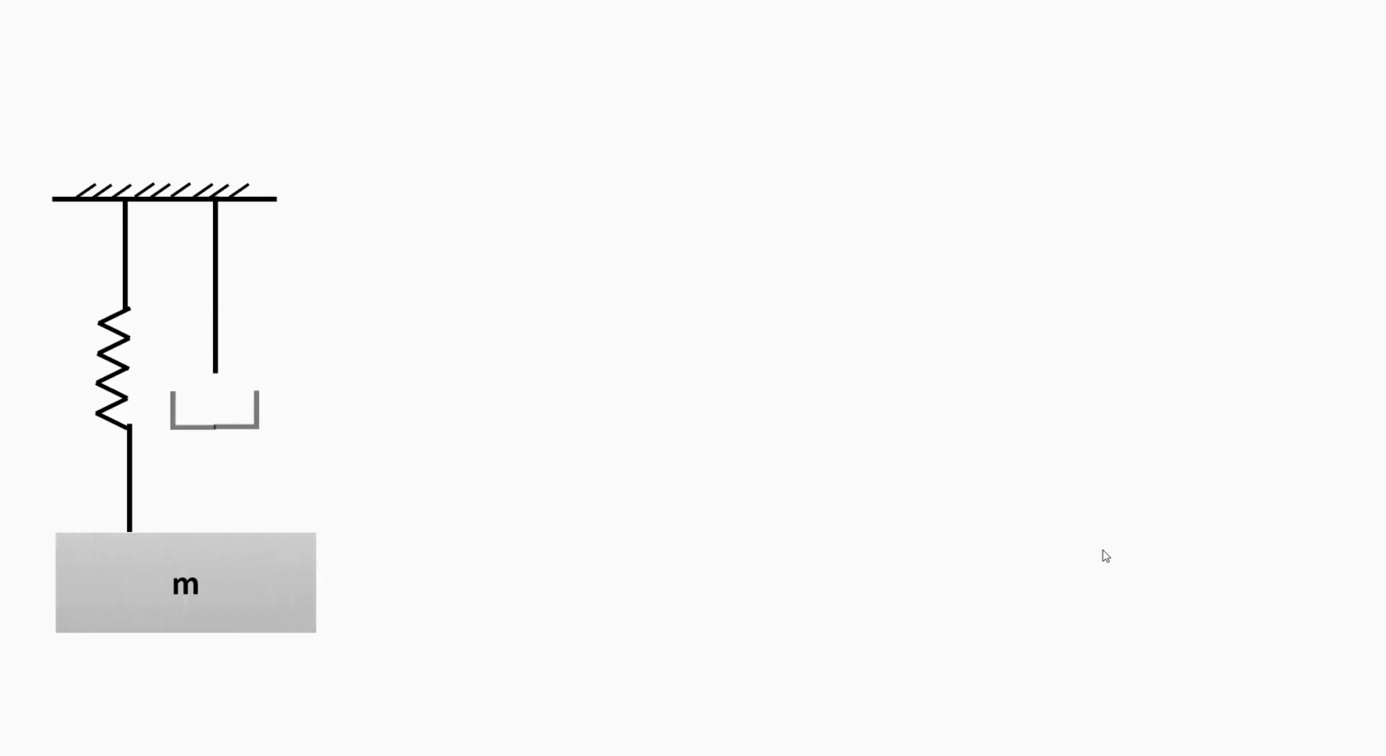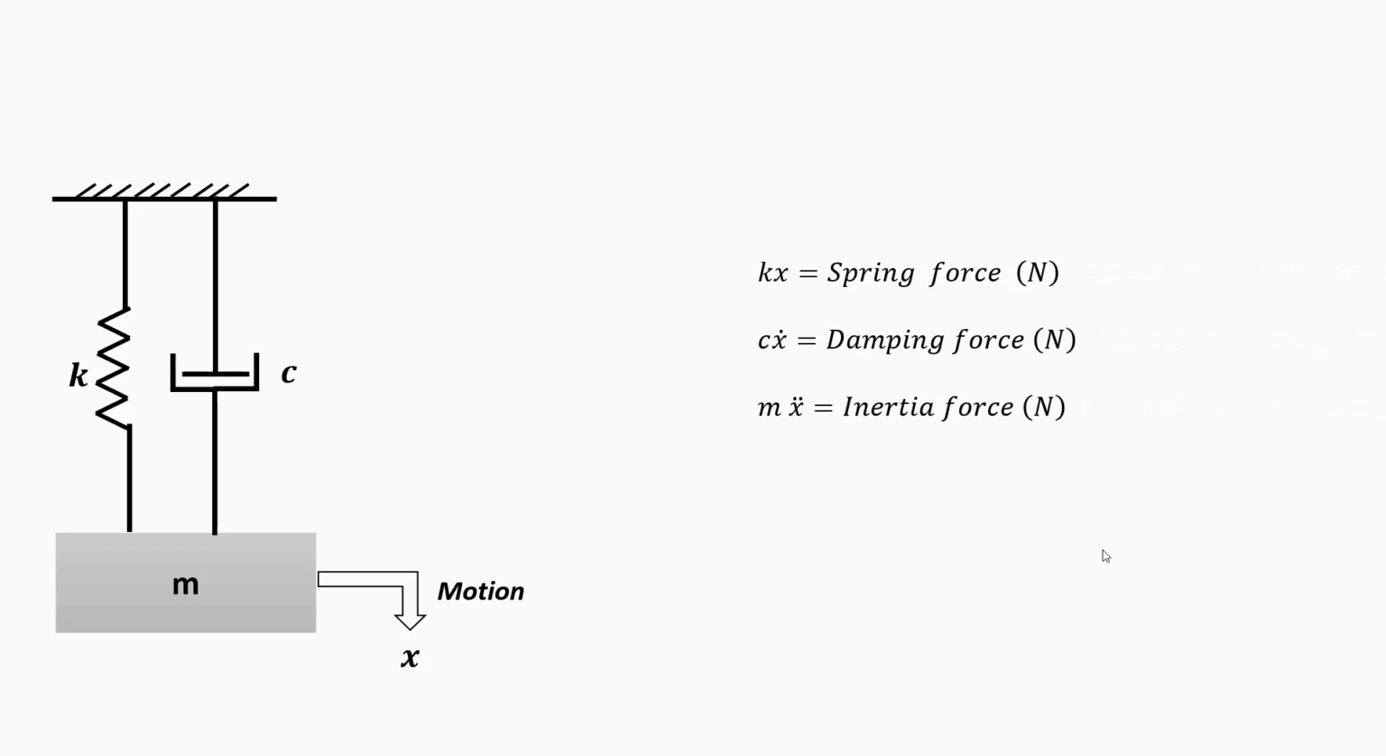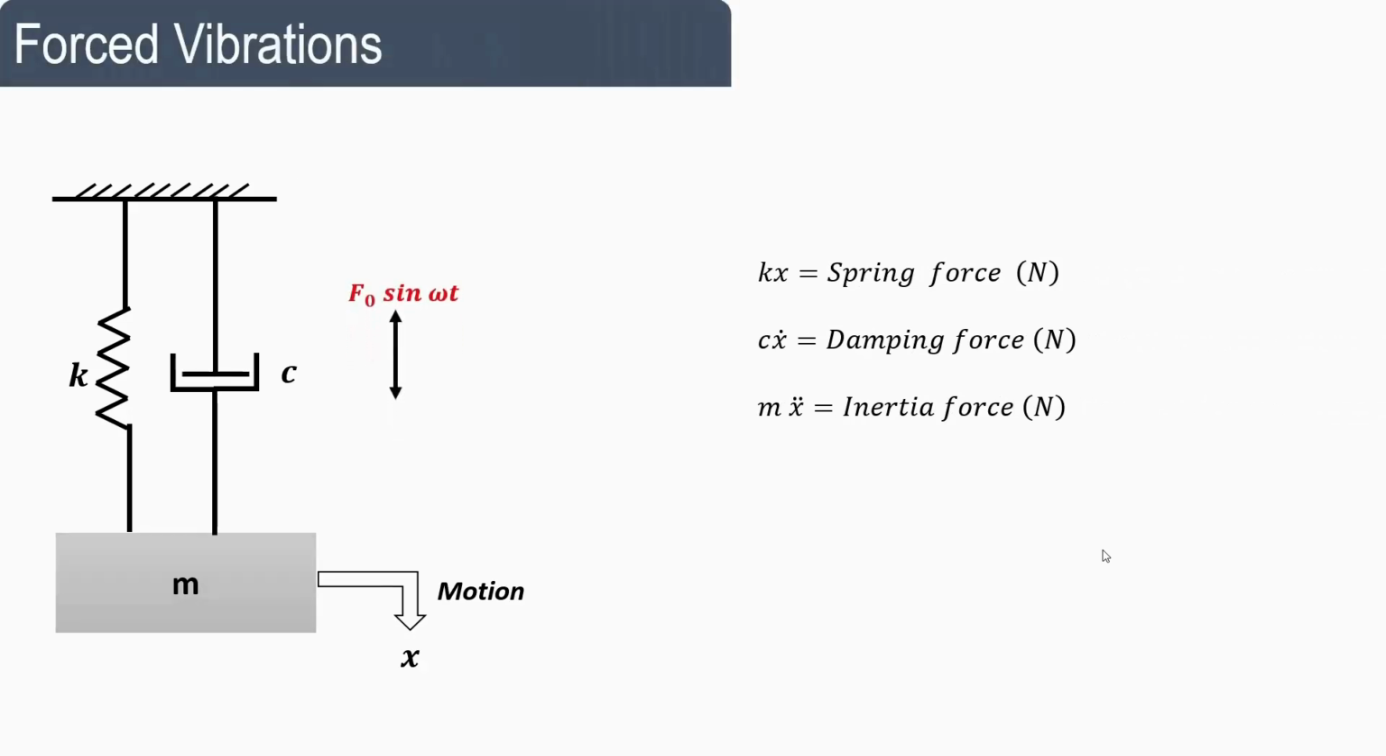So let us start with the next chapter, that is forced vibration. So various active and reactive forces are shown in the figure. Here F0 sine omega t is the disturbing force or active force, and all these are the restoring force. We have a mass which is supported by a spring and dashpot or damper, and this is the initial direction of motion of this spring-dashpot-mass system.